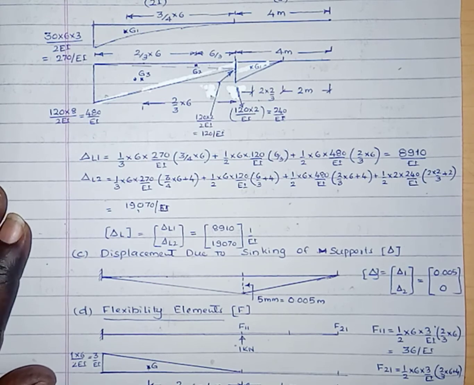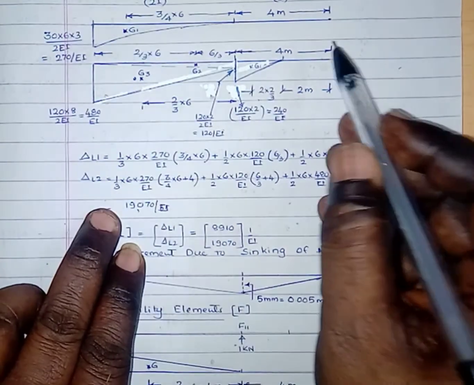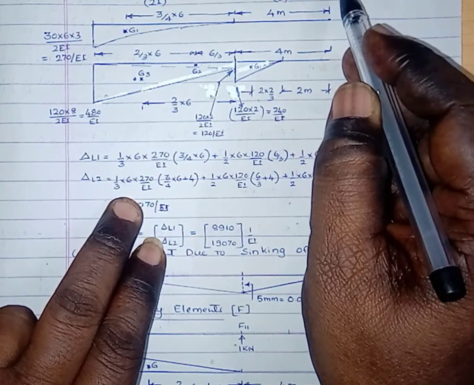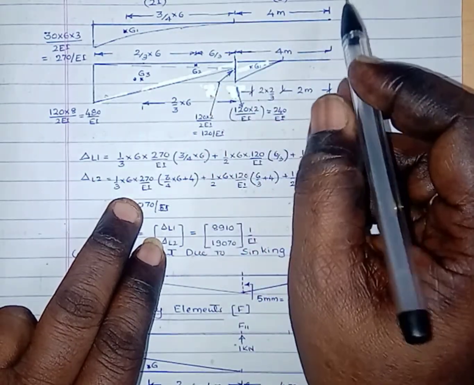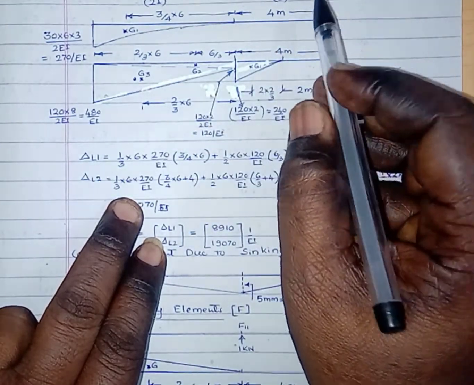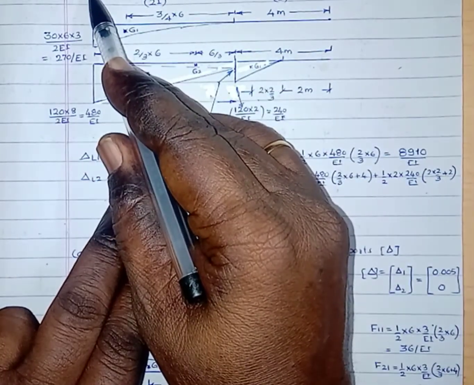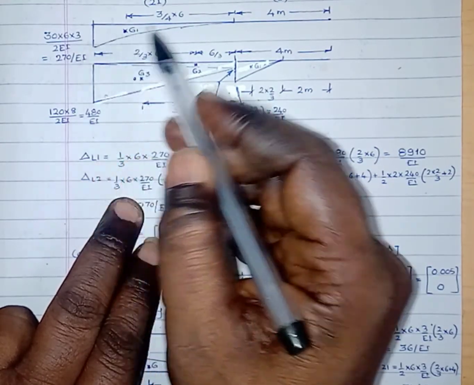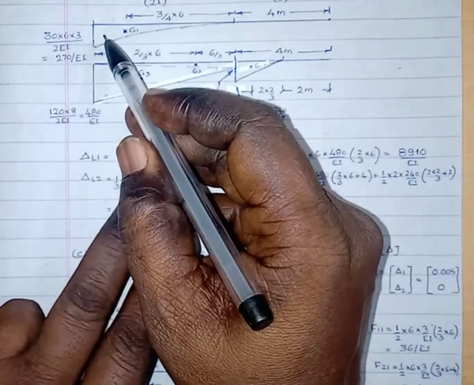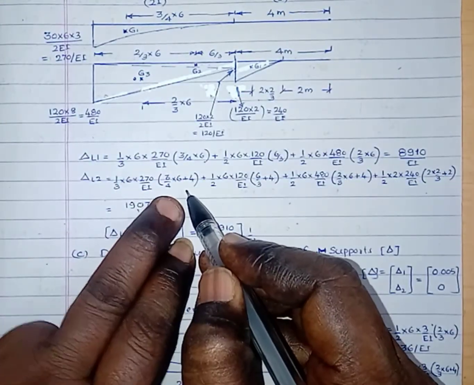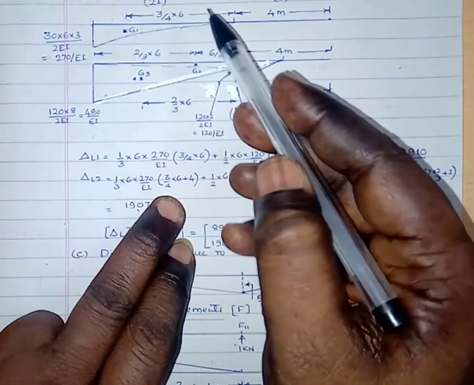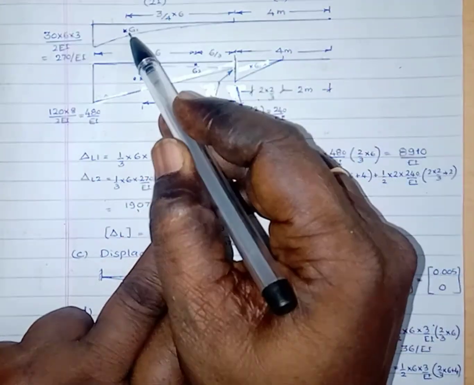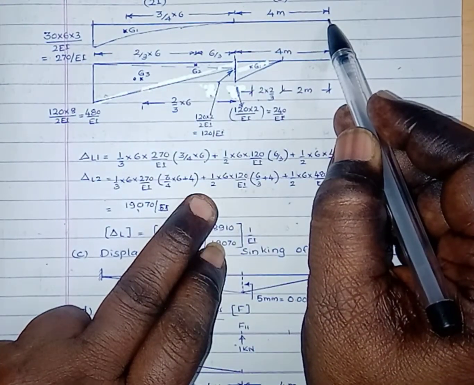Then delta L2 equals the displacement at 2 due to the applied load. Here, by the second moment area theorem, that is the moment of the total area between the point under consideration, here between A and C, about C. First consider the UDL, that is 1/3 of span into ordinate 270 by EI into the centroidal distance, which is 3/4 of 6 plus 4 meter, the distance between the centroid and the coordinate 2.